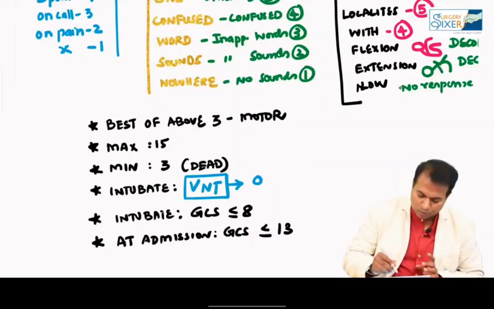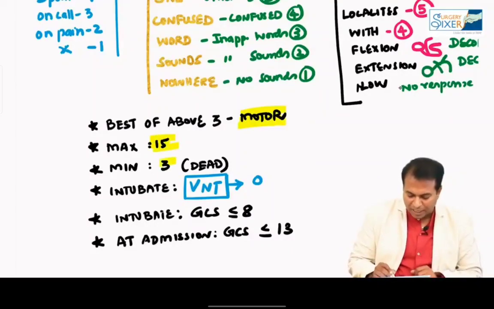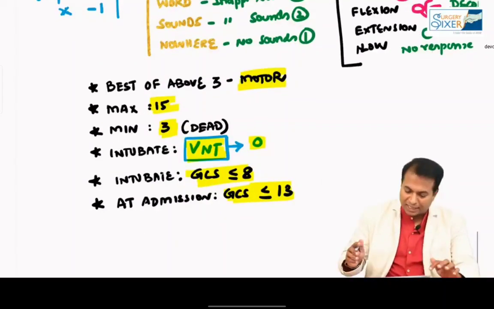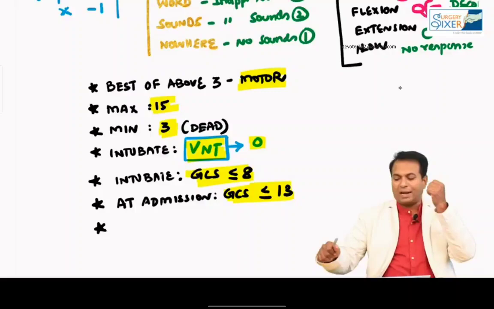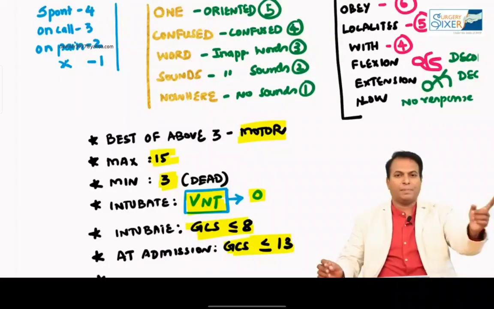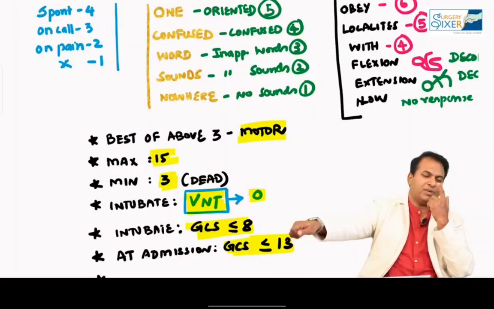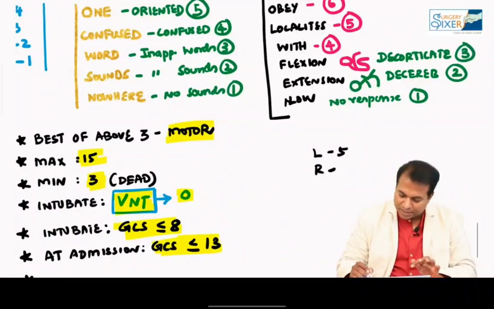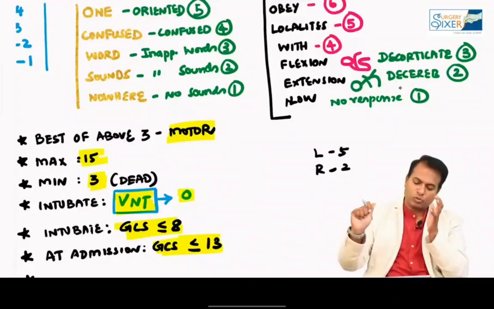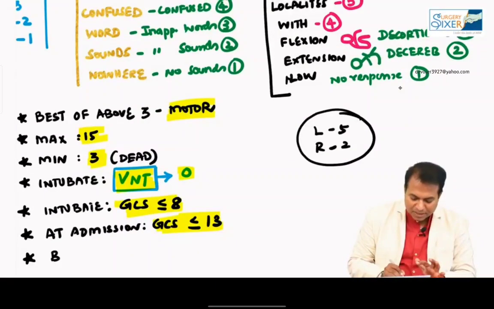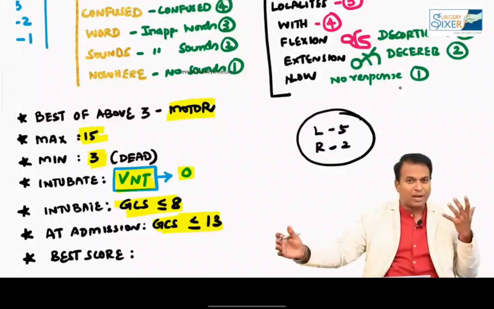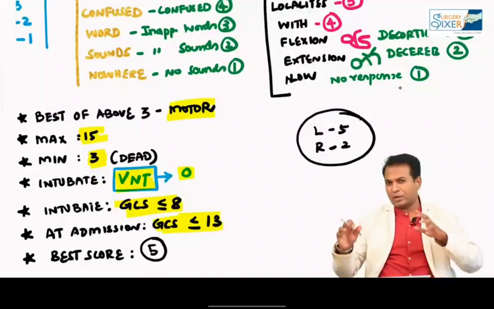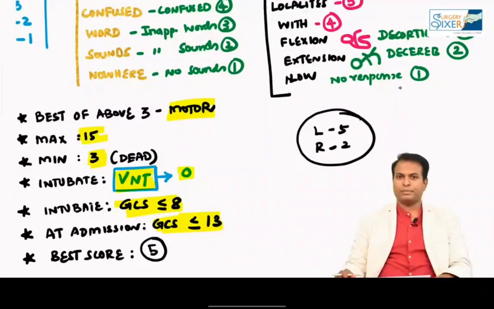I'm going to tell you 7 MCQs, please don't forget. Best of the above 3 is motor, maximum is 15, minimum is 3, intubated verbal is NT and 0, intubation should be done at GCS less than or equal to 8, and CT scan at GCS less than or equal to 13 at admission. And the last point is, in motor, let me show you 2 responses. With this hand I can localize the pain, but this hand is in extension like this. Which score will you take? For example, my left limb score is 5, and the right limb is in extension rigidity, which is 2. Which score will I take? I should take the best score. If there are 2 different scores in 2 different limbs, take the best score. So I will take 5, better than 2, as the score.